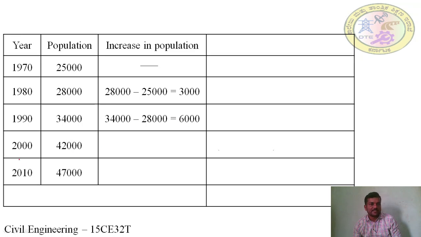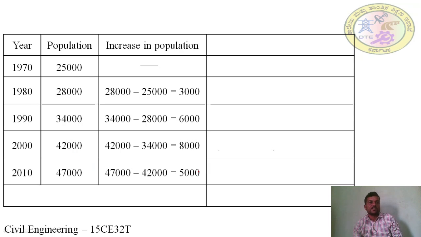The increase in population for the year 2000 is 42,000 minus the population of the previous decade, the population of 1990, which is 34,000. So 42,000 minus 34,000 is equal to 8,000. The increase in population for 2010 is the population of 2010 minus the population of the previous decade, the population of 2000, that is 42,000. So 47,000 minus 42,000 is 5,000.